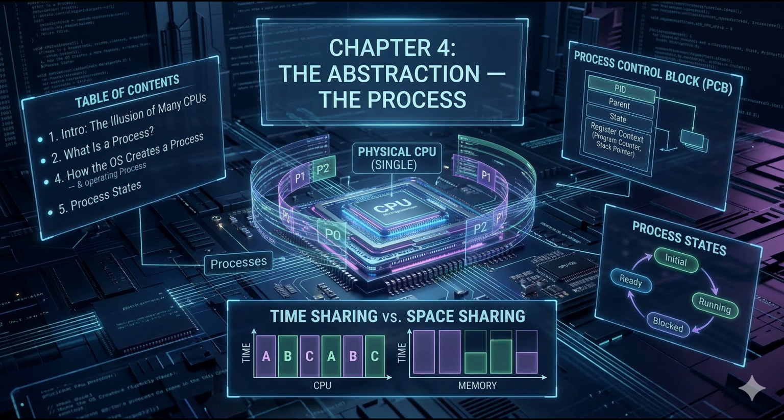What a PCB contains. Each PCB holds several categories of information. The most important field here is the register context. The register context stores the saved values of the process's CPU registers. The register context enables stopping and resuming. When the OS stops a process, the OS saves that process's register values into the PCB. The register context holds values like the program counter, stack pointer, and other general-purpose registers.